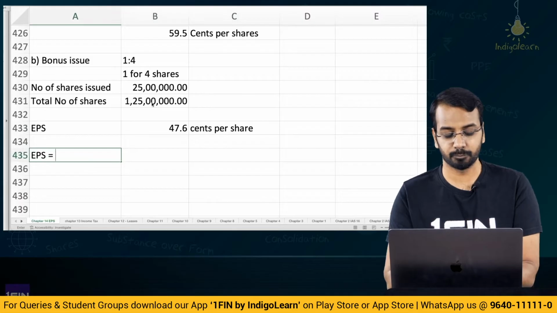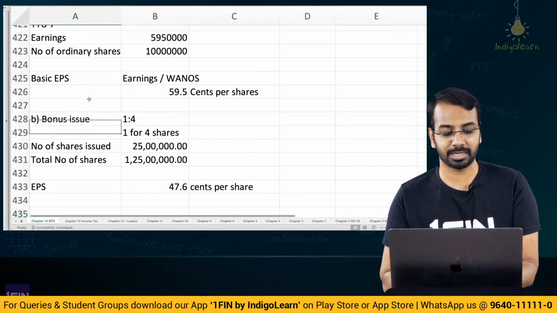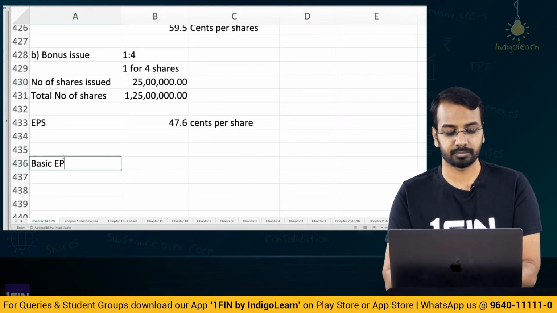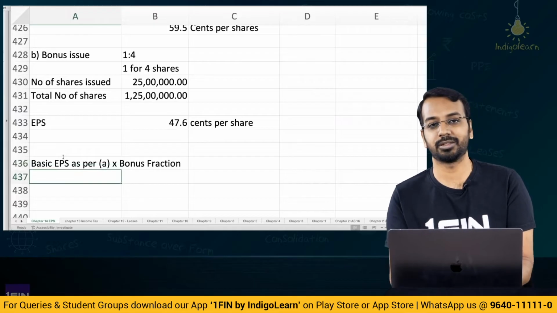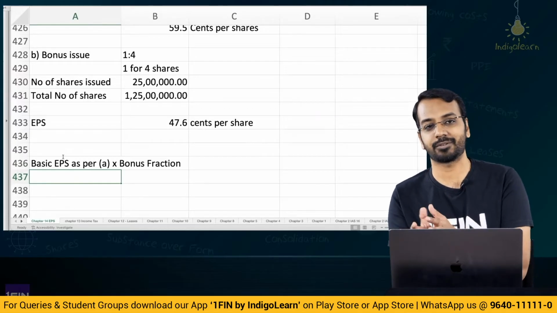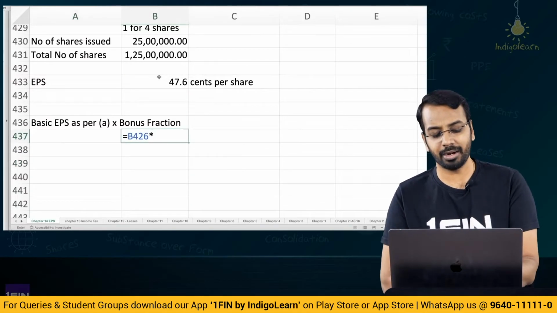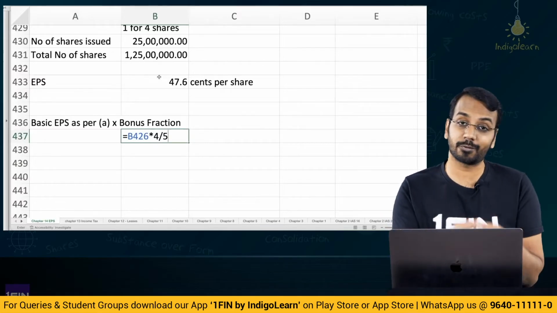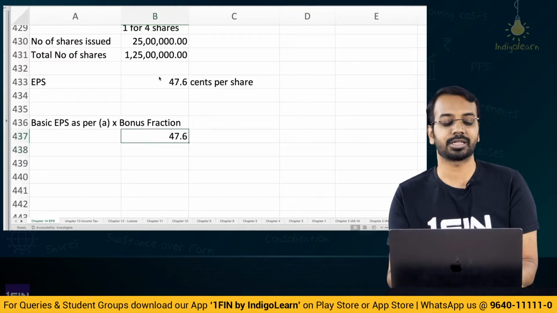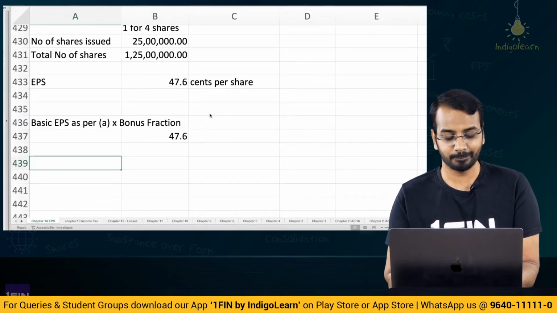Now the alternate way to do this is to take the basic EPS, the first one, multiplied by the bonus fraction. Now what is this bonus fraction? Bonus fraction is basically how many shares you had earlier, how many shares get added, and what is the total shares after that addition. So for 59.5 multiplied by, originally you had 4 shares, now you will have 5 shares. So earnings available for 4 shares will now be divided amongst 5 shares. So you will get 47.6. That is another way to do that particular calculation.